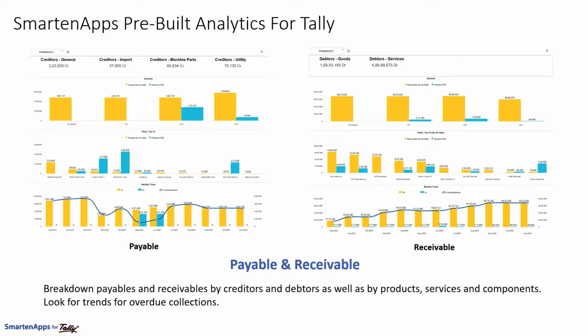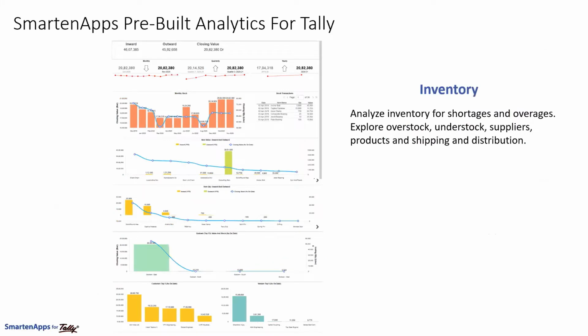You have the inventory, including the godown level, item level, quantity and value-wise inventory, and the trend for how you are managing your stock over a period of time.